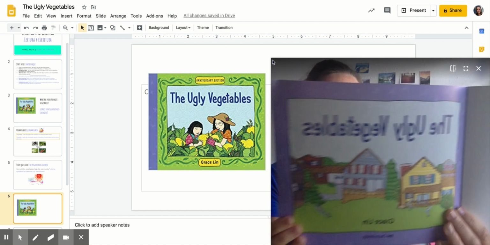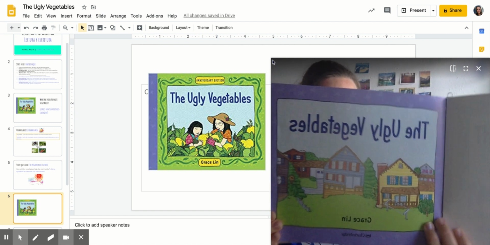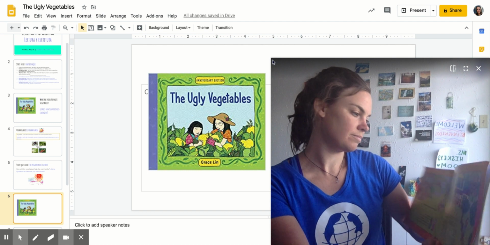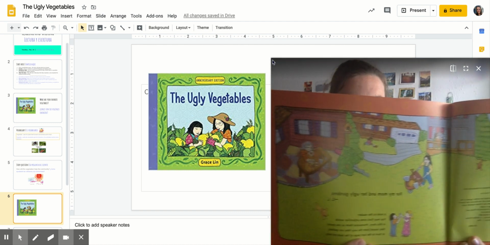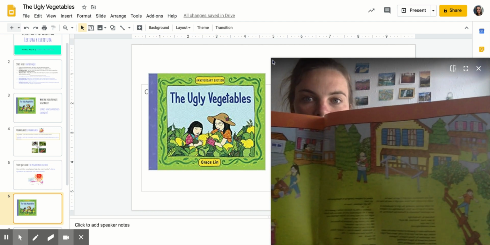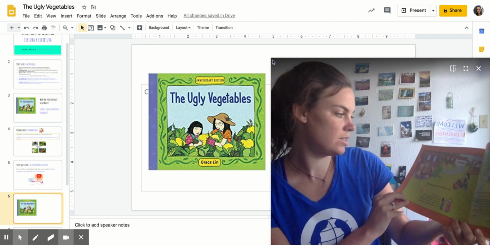Here's a picture of their neighborhood and the houses. Here are some of the different neighbors. Looks like they all have some gardens and different things growing in their yards too.